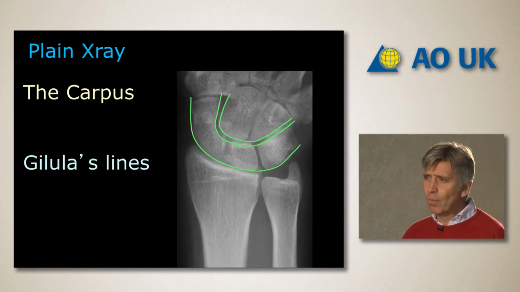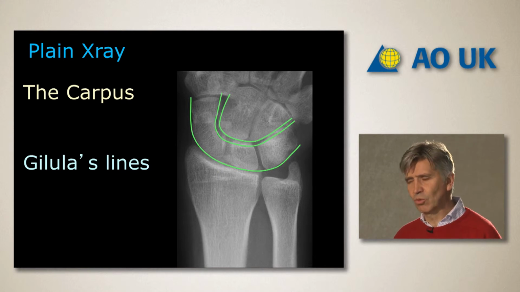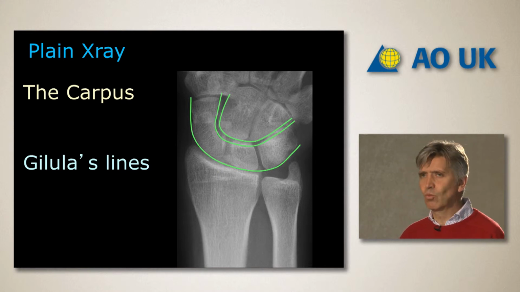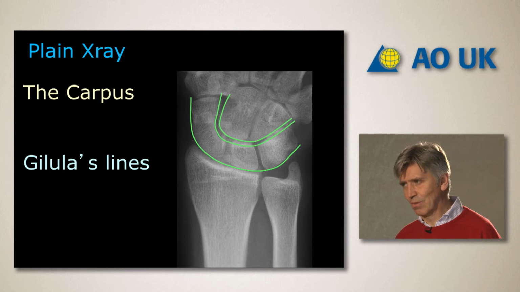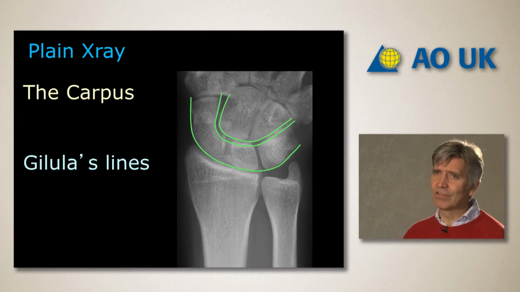When you look at the carpus, there are 3 lines. These are called Gilula's lines. The first one is on the proximal aspect of the proximal carpal row. The second one is on the distal aspect of the proximal carpal row. And the third one is on the proximal aspect of the distal carpal row. These are like the Shenton's lines of the hip.